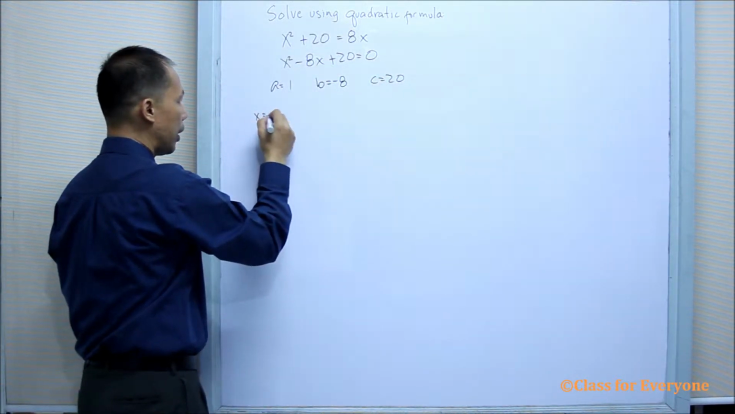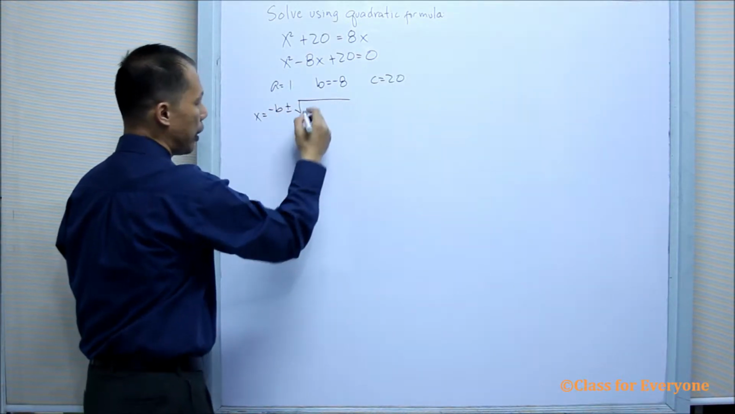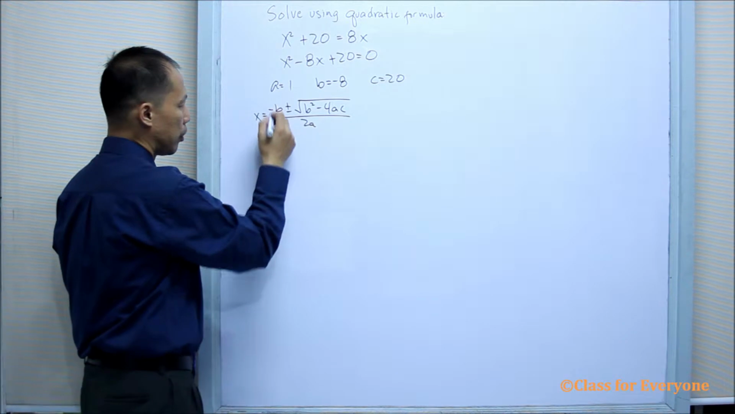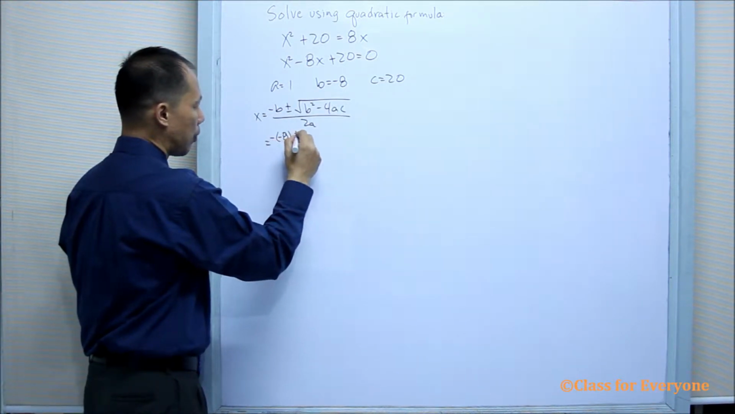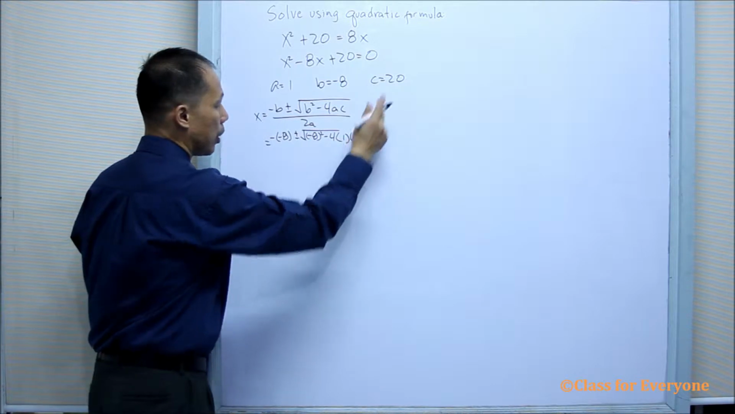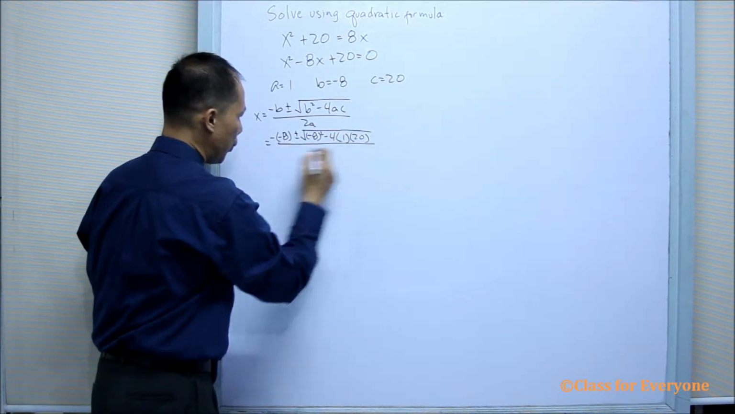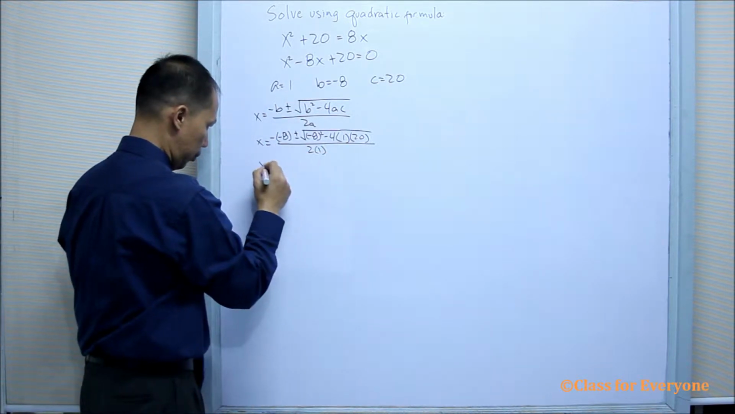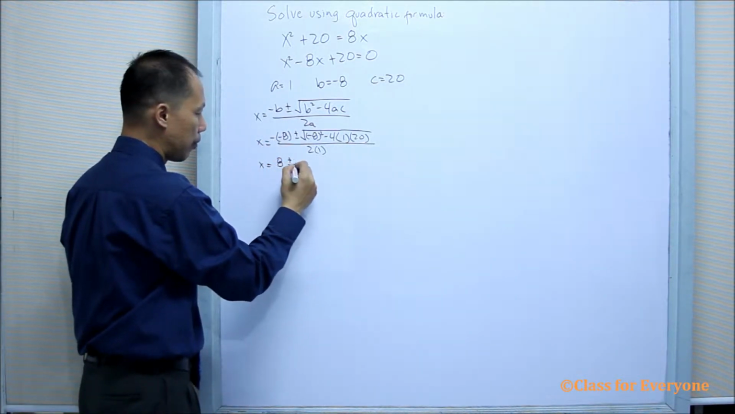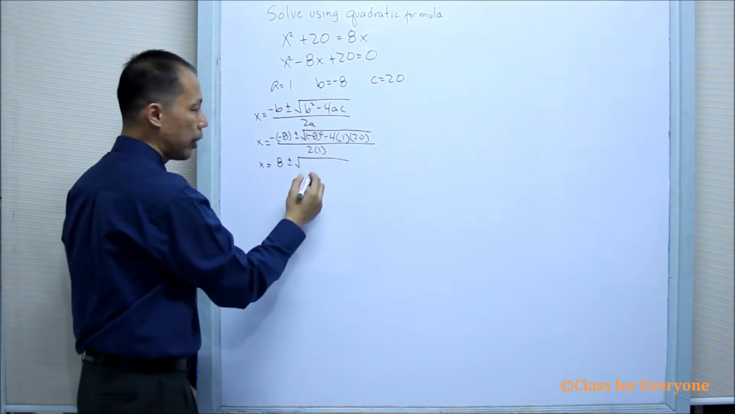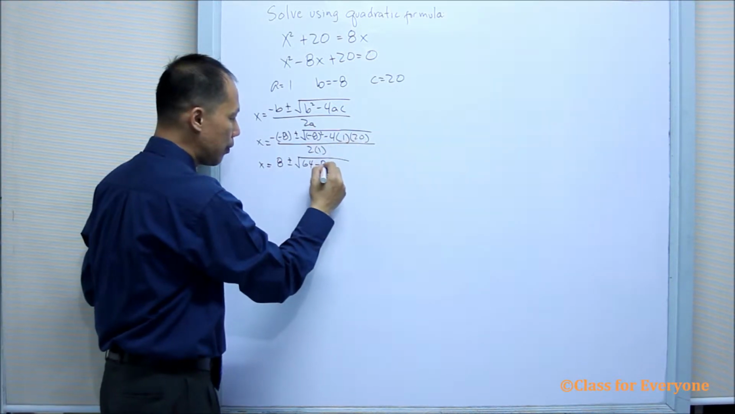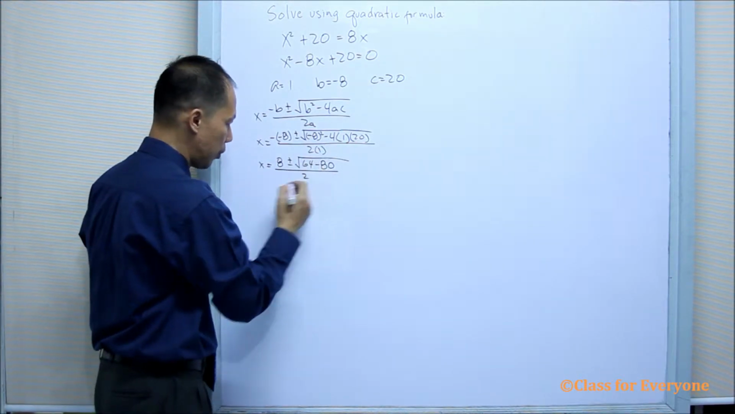By the quadratic formula, x is equal to negative b plus or minus the square root of b squared minus 4ac all over 2a. By substitution, negative b is negative 8, plus or minus the square root of b, which is negative 8 squared, minus 4, a is 1, and c is 20, all over 2 times 1. Next, multiplying negative 1 times negative 8 will have a positive 8. And then, negative 8 squared will have a 64. Negative 4 times 1 is negative 4, times 20 is negative 80. All over 2 times 1 is 2.